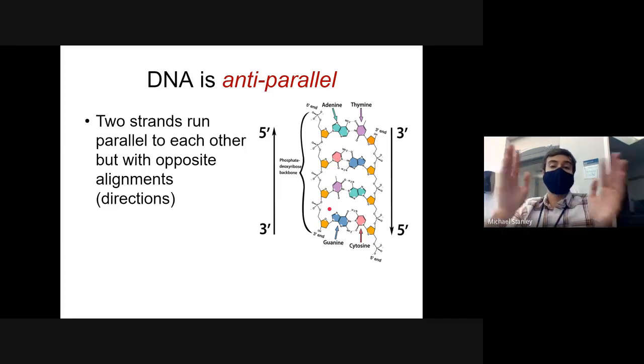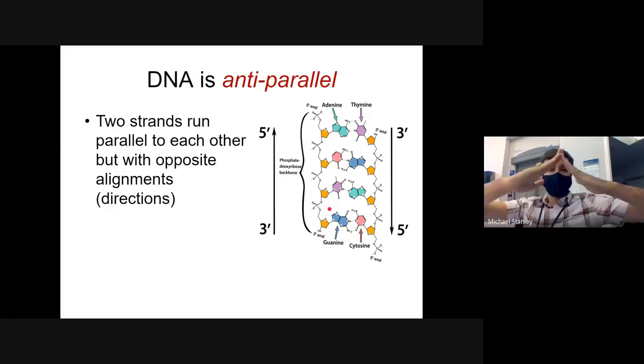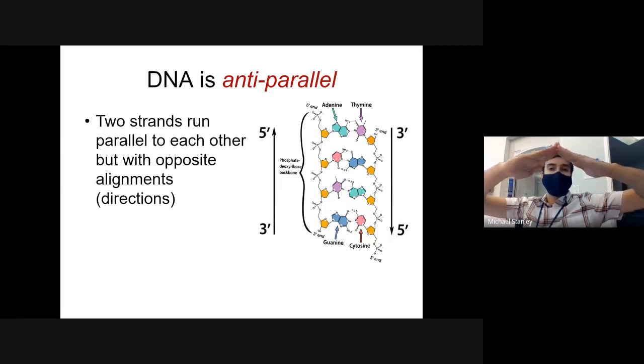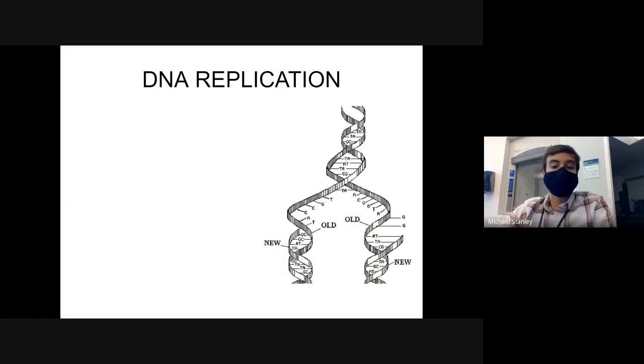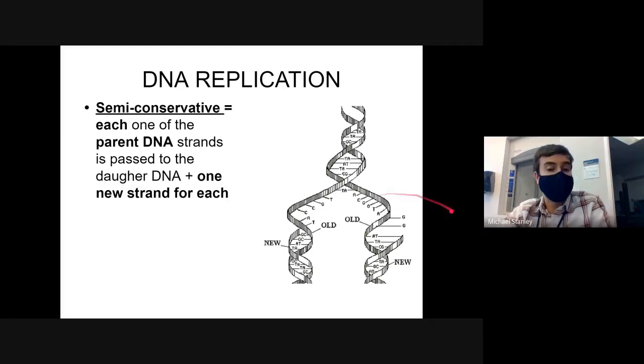So you might think that we open the DNA, read the bases, make copies of them, and then close it back up. But that is actually not how it works. Instead, DNA replication is known as semi-conservative.